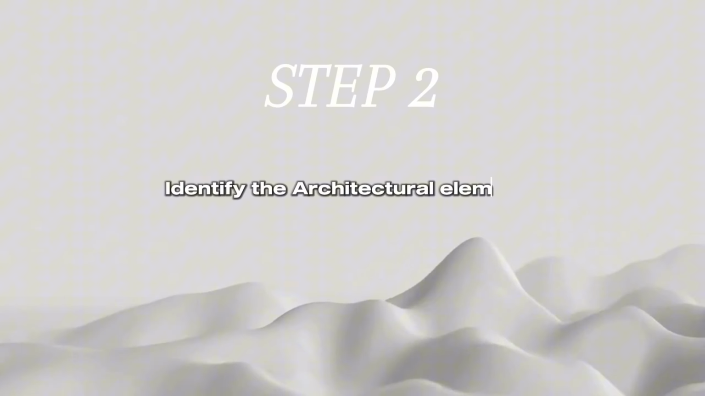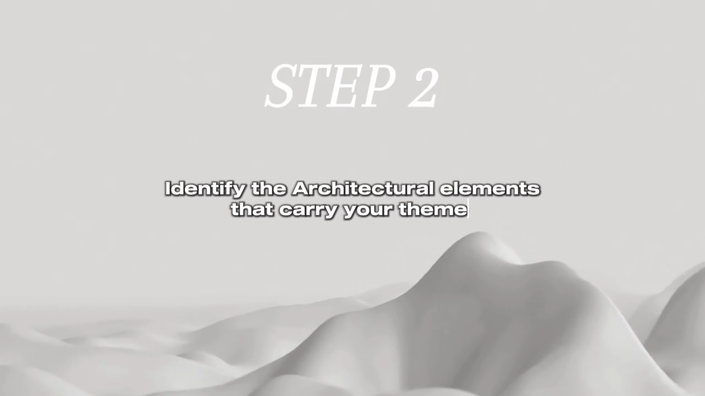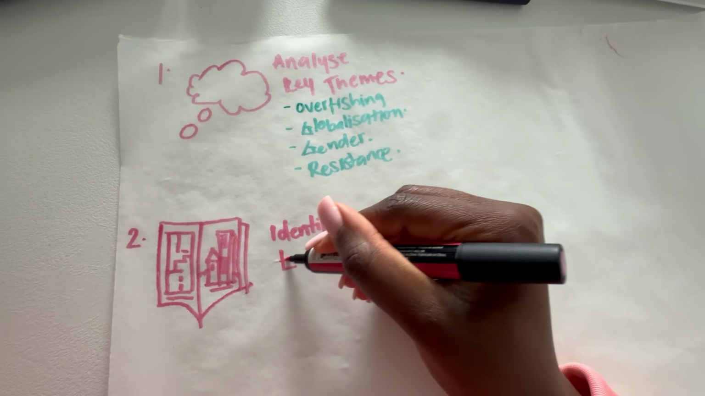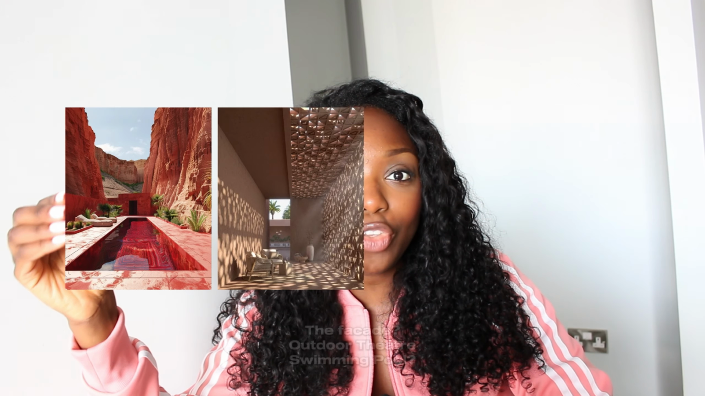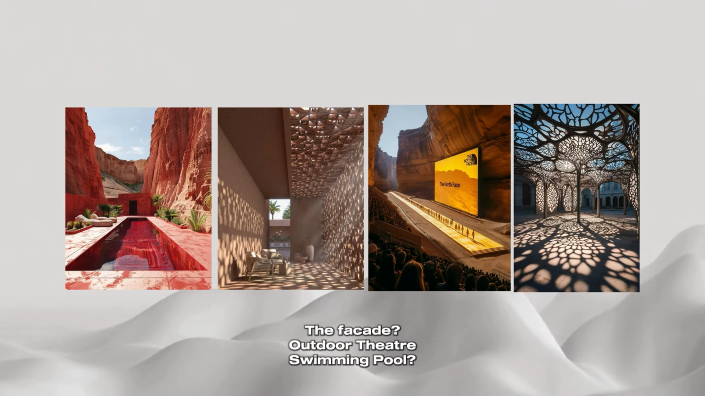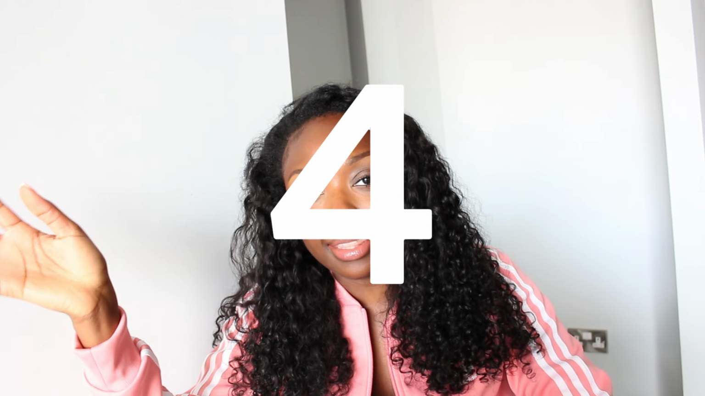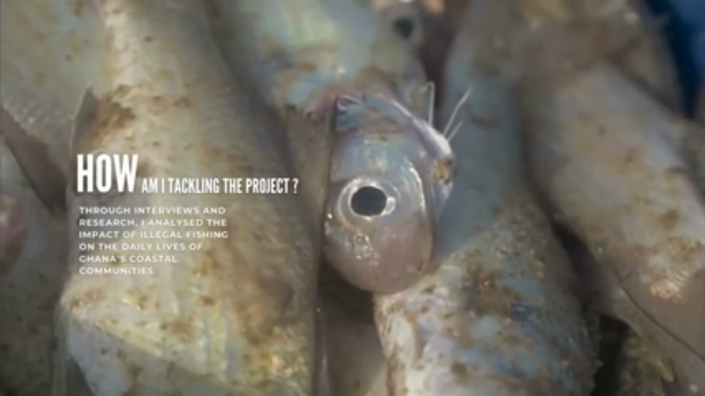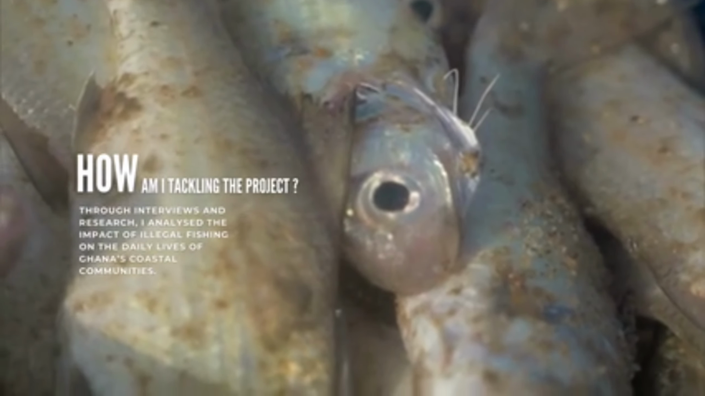Step number 2 is to identify the architectural elements of your project that carry those themes through. So you need to identify the architectural elements that carry the narrative and the themes that you just decided on. What parts of your building encourage the users to pull on the themes that you integrated in your building? For me, based on my 4 key themes, I knew that there were 4 parts of my proposal that really highlighted and pushed that. It was the fish processing areas, which highlighted how gender specific certain job roles were in that Ghanaian community.